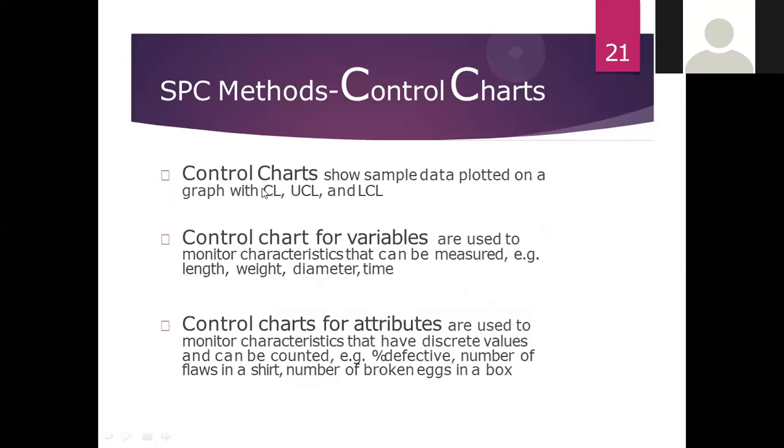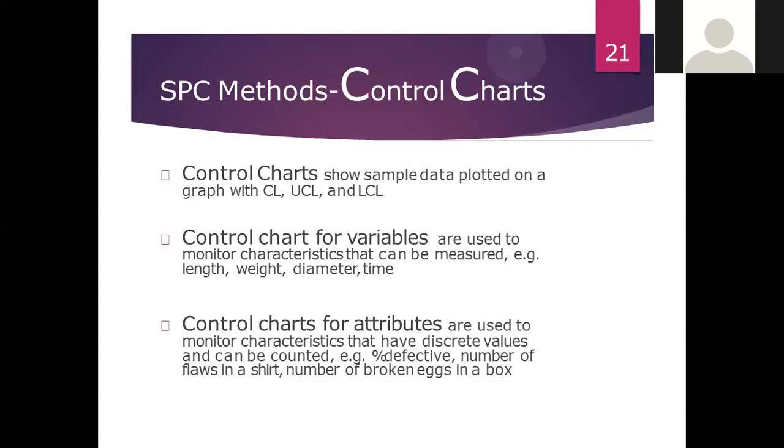There are 2 types of control charts. One is control chart for variables. I hope you know the difference between variables and attributes. You can draw one for variables. Variables means anything you can measure, for example, length, weight, time. Weight, say, for example, kilograms, or length of a pen, length of a mobile phone. You can measure those things.